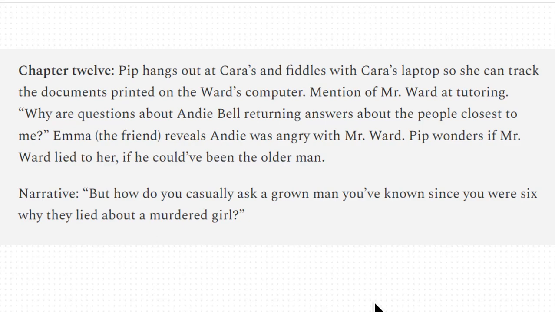Emphasizing the stakes here by reminding us of Pip's relationship to Mr. Ward is excellent timing. We also have the printer getting set up, and the printer is a Chekhov's gun that will come back at the climax. And note how the last line of the chapter establishes Pip's goal for the next scene. She's going to have to go ask Mr. Ward why he lied.